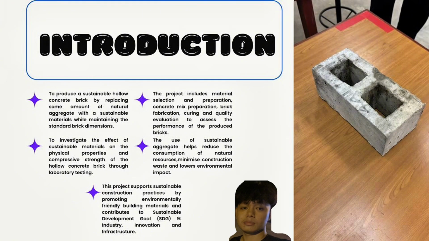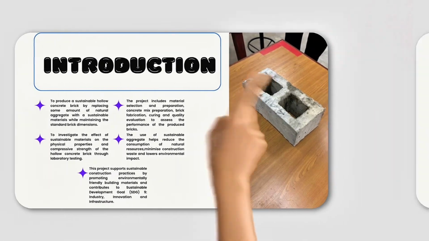Fourth, the use of sustainable aggregate helps reduce the consumption of natural resources, minimize construction waste and lowers environmental impact. The last part of the introduction is that this project supports sustainable construction practice by promoting environmentally friendly building materials and contributes to Sustainable Development Goal SDG 9: Industry, Innovation and Infrastructure.